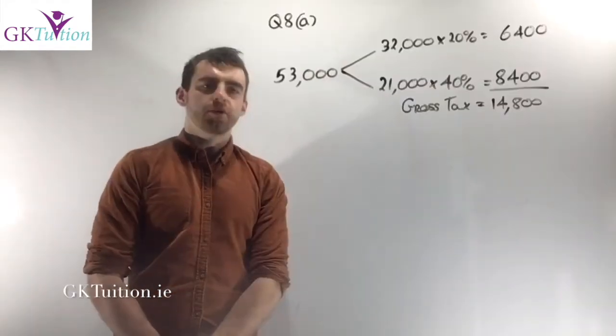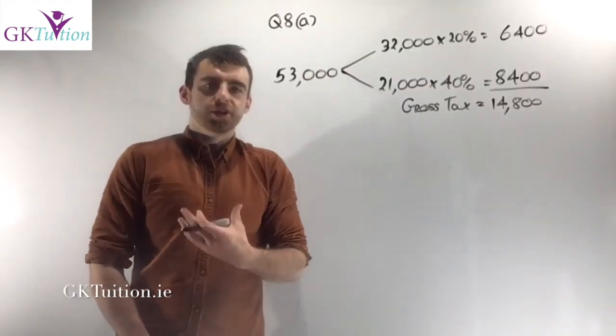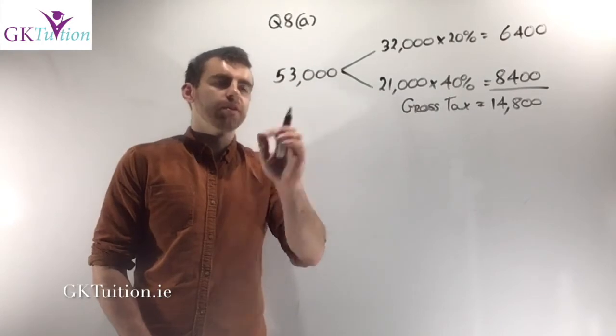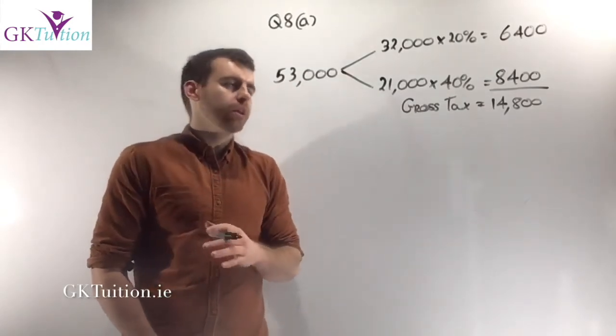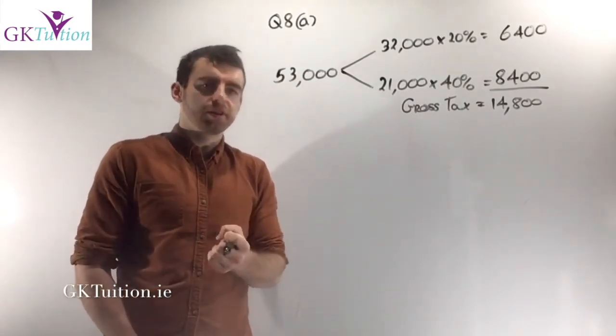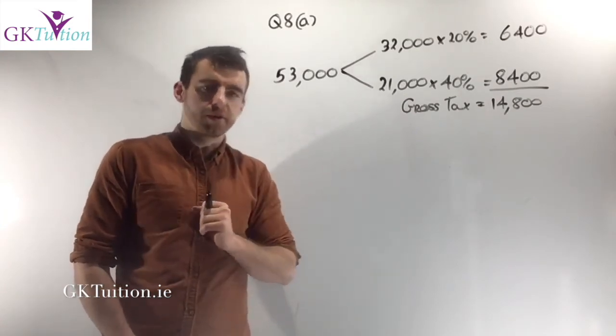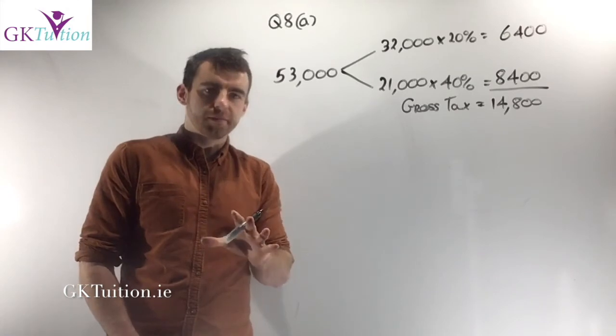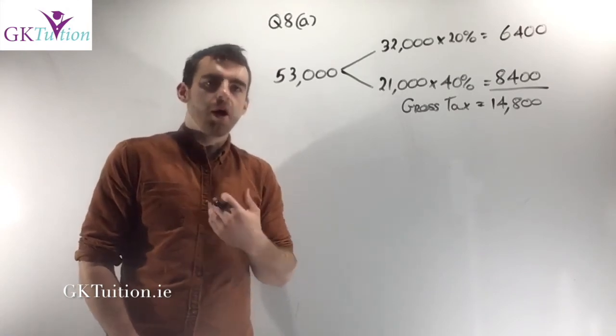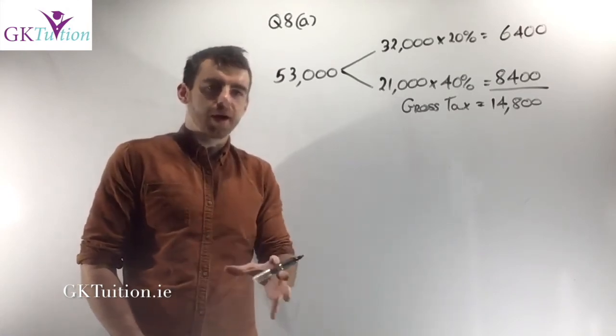Okay, for question 8, part A, we're told that Sean's gross income for a year is €53,000. We're told that his standard rate cut-off point is 32,000 and that the lower rate is 20% and the higher rate is 40%. That is all of the information that we need to answer part A. All of the rest of the information is needed for part B.